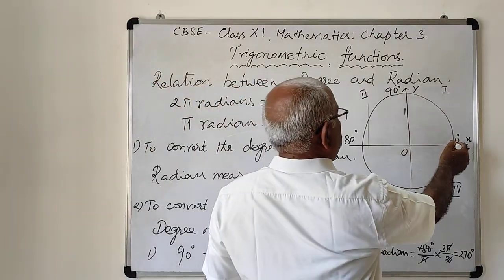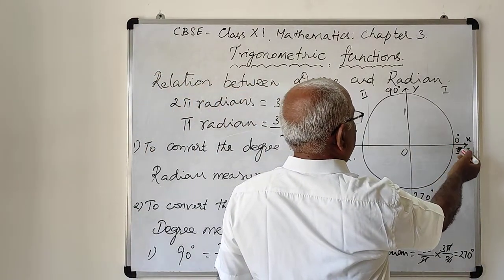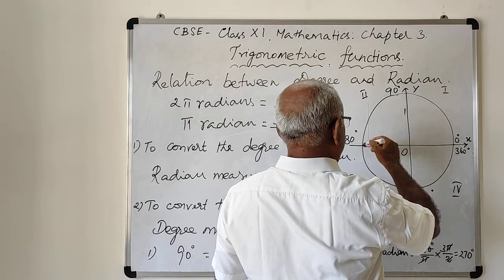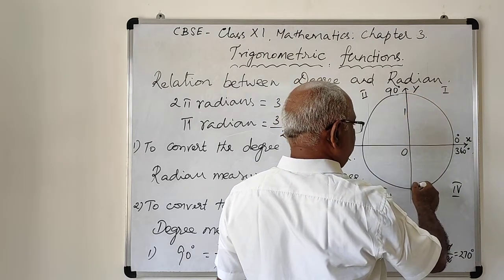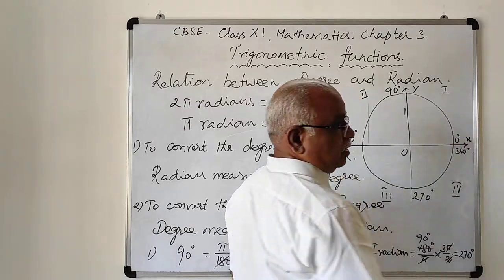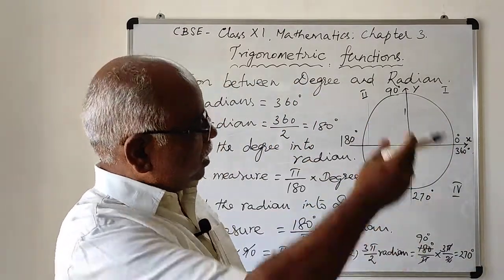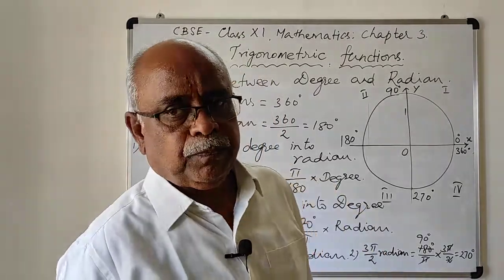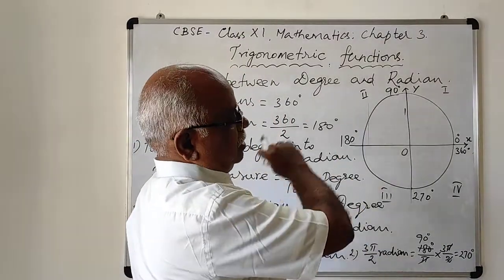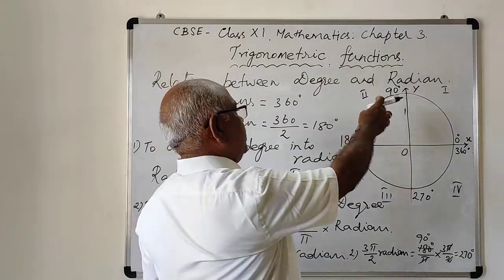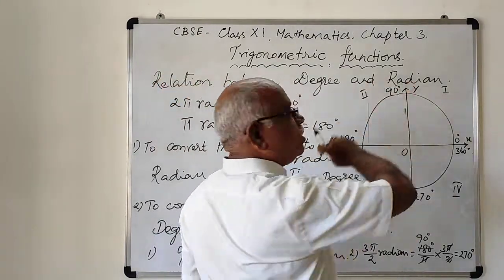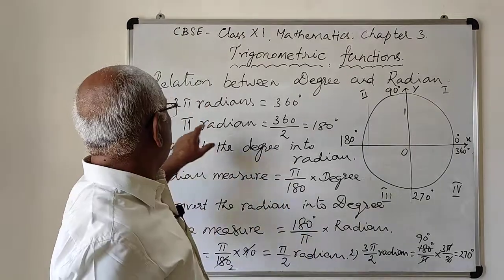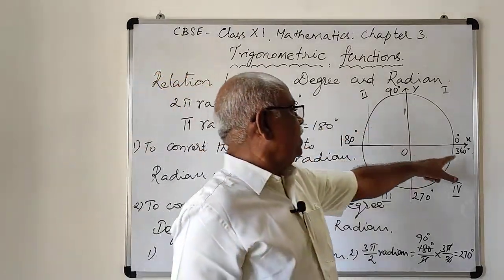See, this is the starting point 0 degree, and here 90 degree, here 180 degree, and 270 degree. It again coincides with the 0 degree, that is 360 degree. One complete rotation gives you 360 degrees. Since it is a unit circle, the circumference of the unit circle is 2 pi, because our radius is 1. Therefore, 2 pi radians is equal to 360 degree.